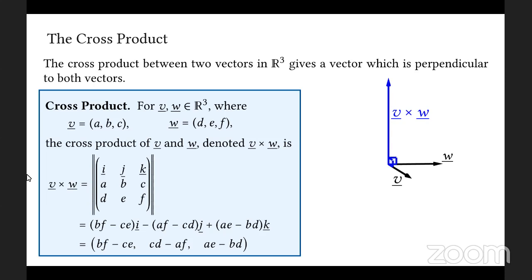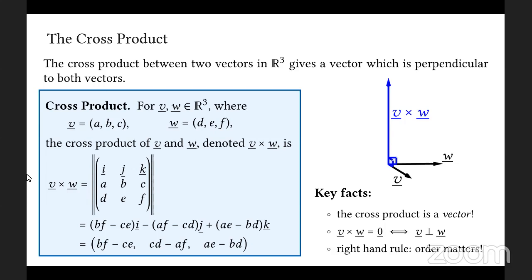And I would double check that this is right, just to make sure, because there's a lot in this thing. So if I ever write down a formula that you think might be incorrect, chances are it is, so just say something. There's probably a minus missing somewhere. Okay. So this is the cross product. The cross product gives a vector which is orthogonal to both vectors. Okay. Key facts, again, I said it's a vector. And the cross product is 0 between two non-zero vectors if and only if they're parallel. And right-hand rule, order matters.